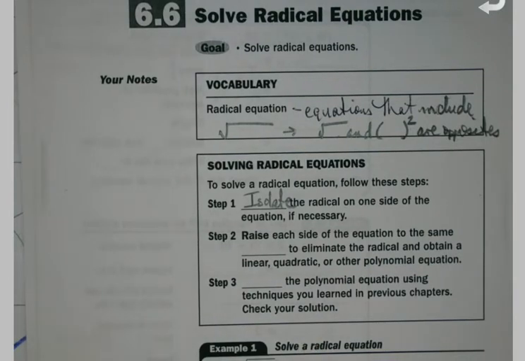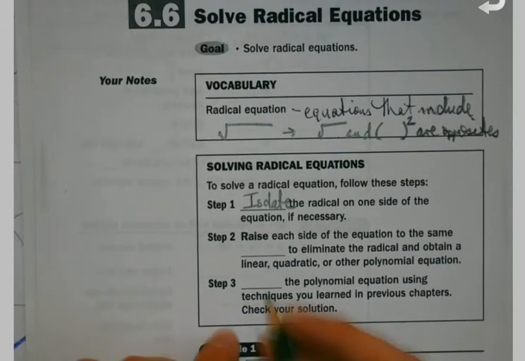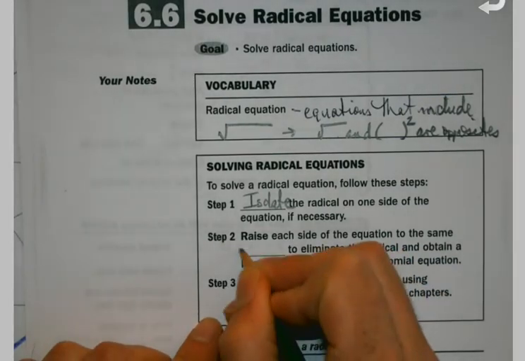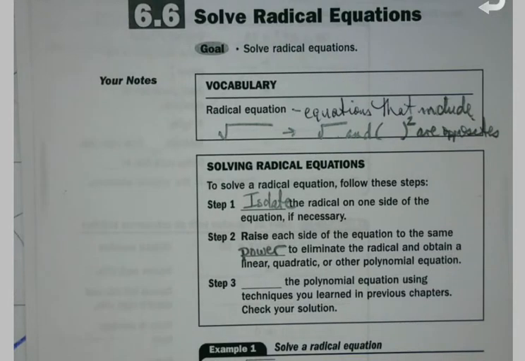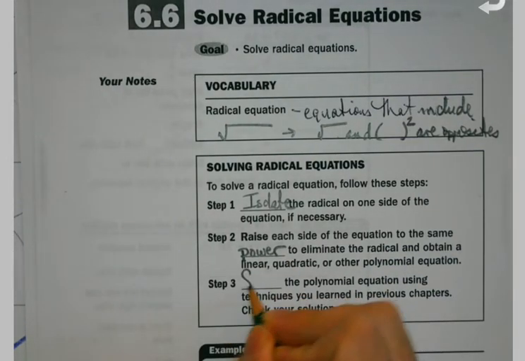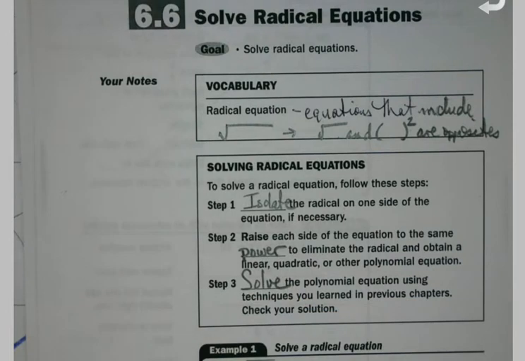So then once I have that, we're going to raise each side of the equation to the same power. In our case, it's always going to be 2. We're only going to be doing square roots. We're not going to be doing like a cubed root or a fourth root or anything like that. And then we're going to get an equation from that. And then finally, we're going to solve the equation by using techniques we've been doing since the start of the year to solve equations. It won't change at all on us.